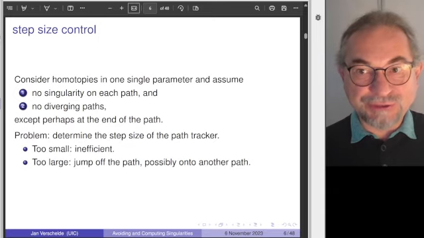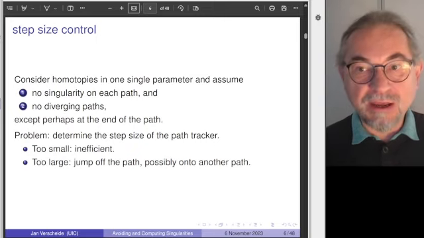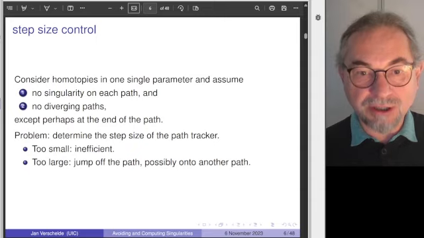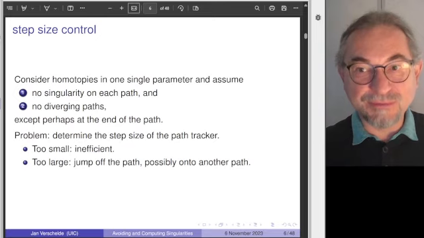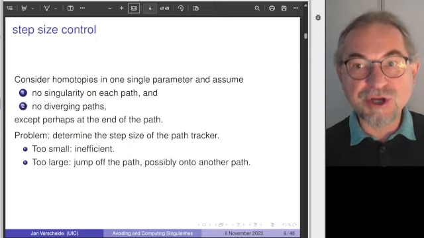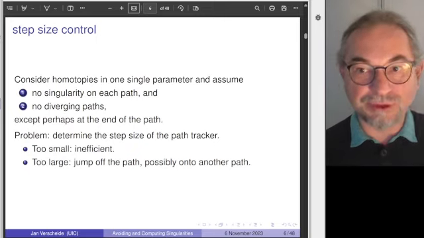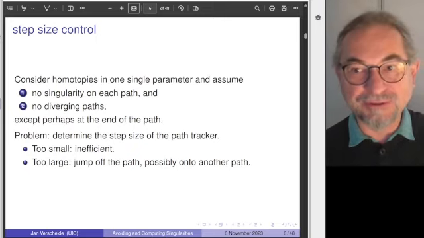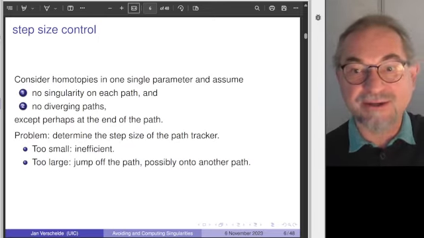Now, it's an important decision. If our step size is too small, then we will do too much work. It will be inefficient. If we are too large, we will lose track of the path. And the problem with polynomials is that the number of solutions can be extremely high. We can have millions of solutions. So it's a situation where if we lose the path, we jump onto another path. And if you jump onto a diverging path, then you will lose the solution that you actually were on track to compute.